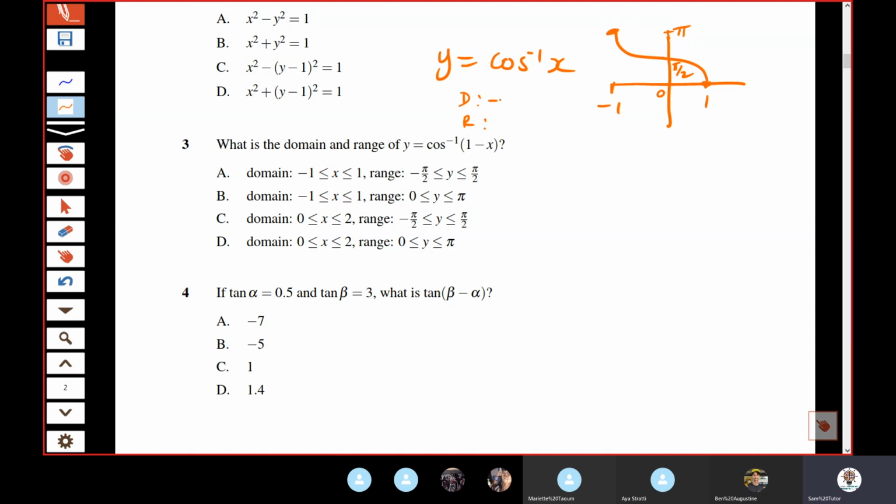Domain, negative 1, less than or equal to x, less than or equal to 1. Range, 0, less than or equal to y, less than or equal to pi. So it's easier to memorize this graph than it is to memorize domain and range, in my opinion, but whatever works for you at the end of the day. All right.